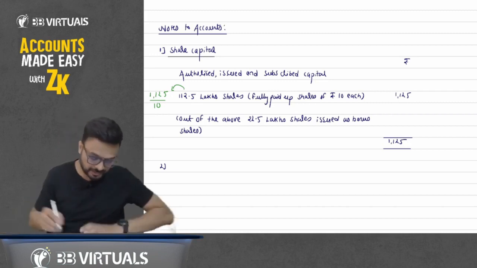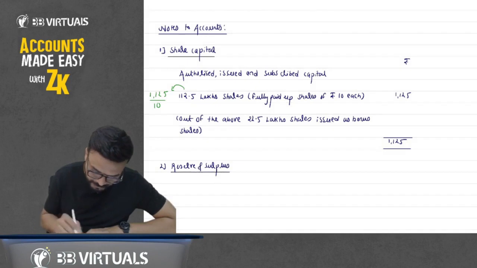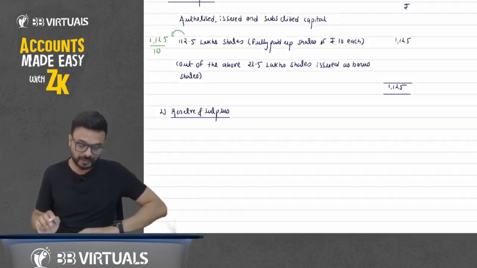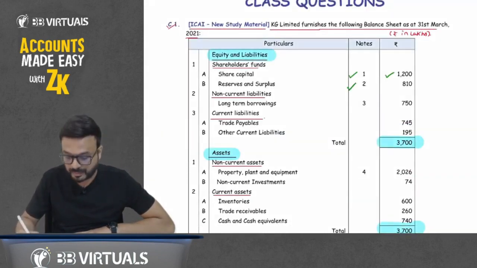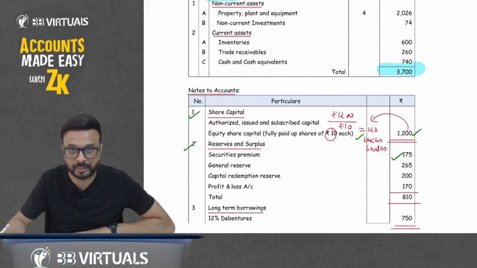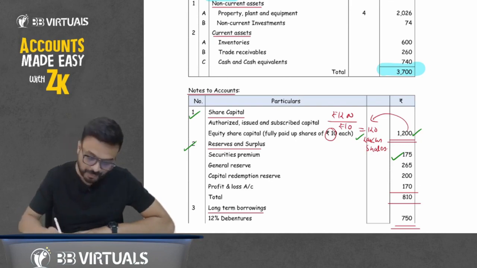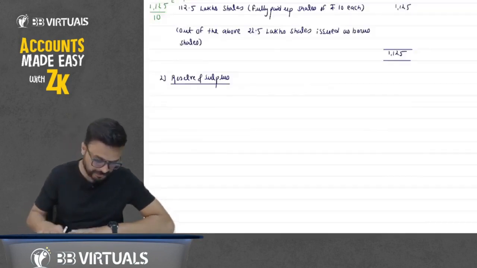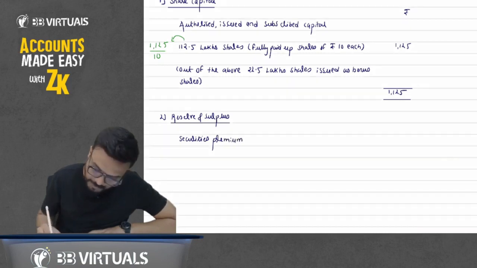So write down next, reserve and surplus. Give the heading reserve and surplus. Now, how much is reserve and surplus? The total is 810, but the detail is given in note number 2, reserve and surplus. First is securities premium account. So type 175 in your CALC. In your journal entry, first write down here securities premium. How much do we have?